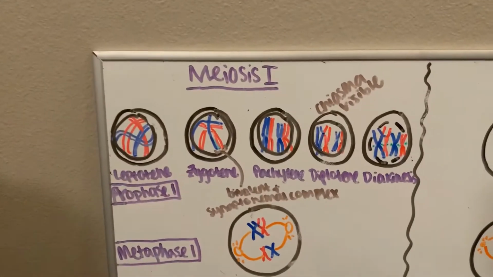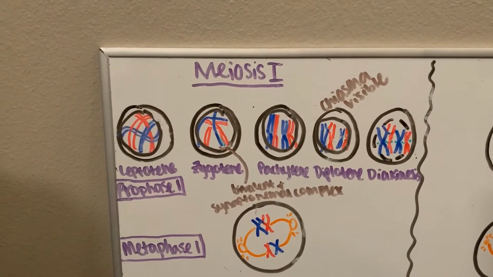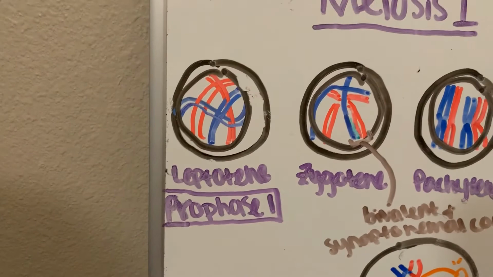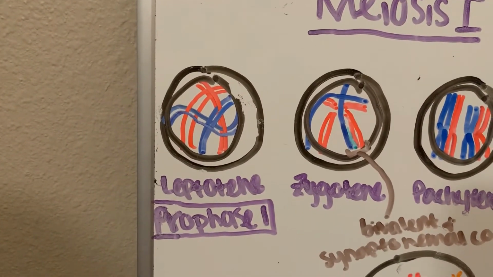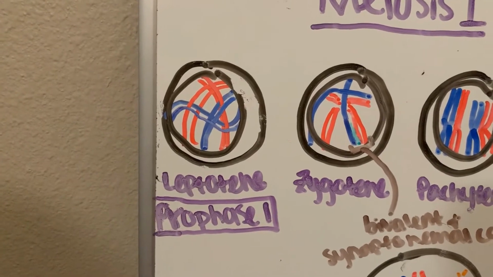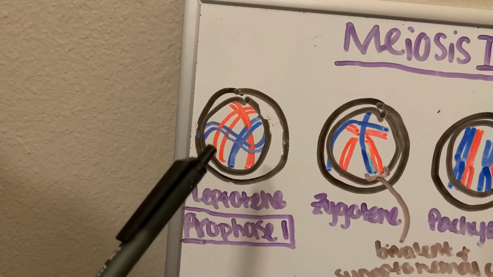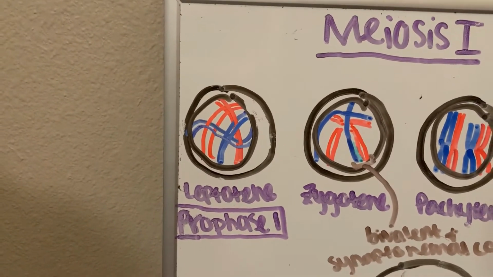So we start with meiosis 1, and that starts with prophase 1. So that starts with leptotene, in which the duplicated chromosomes condense. So you can see maternal and paternal DNA, whichever you want to represent either one.